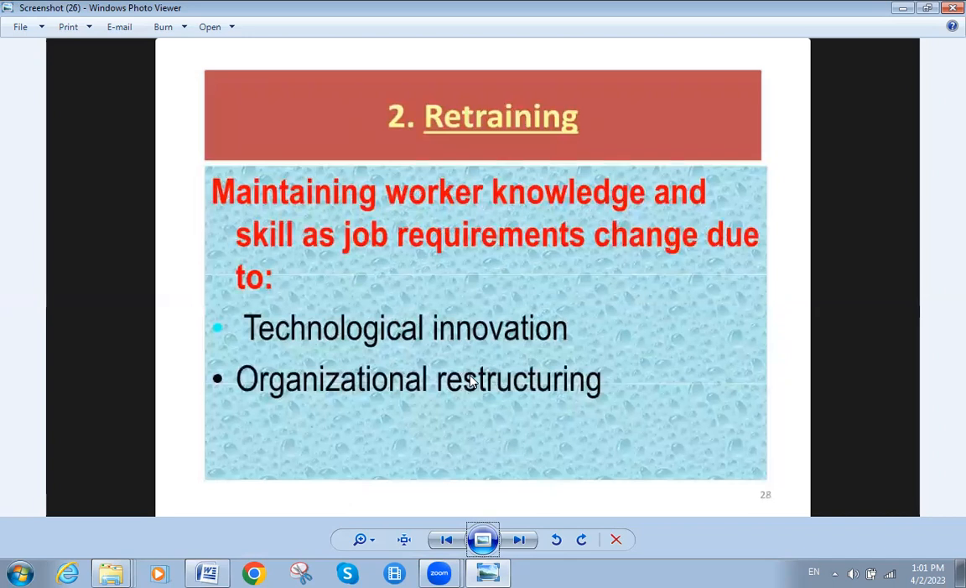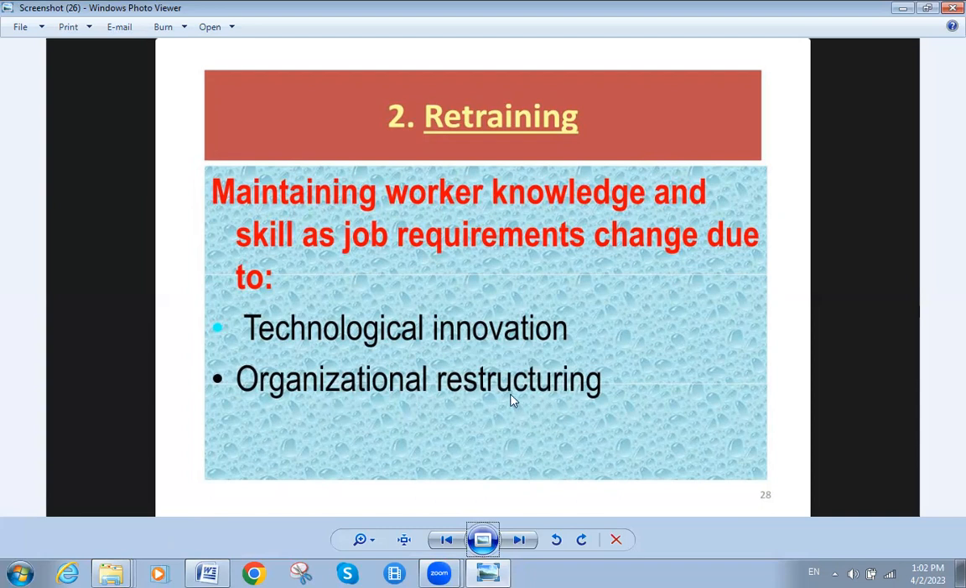The second type of training is retraining. What is the meaning of retraining? Maintaining workers' knowledge and skills as job requirements change due to technological innovation. Something happens in the technology. For example, we were working on Google Classroom, and now we are working on Microsoft Teams. So we have to do retraining for Microsoft Teams.